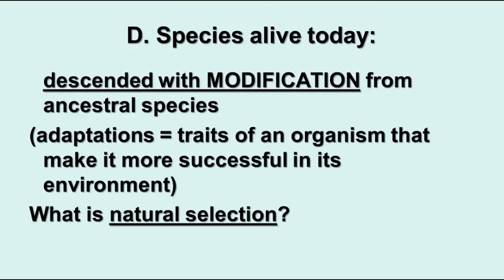And then finally, the species alive today are descended with modification from ancestral species. The adaptations, the traits in the organism that make them more successful in their environment, lead to changes over time. This is a result of something called natural selection, because it happens by means of nature rather than by man.